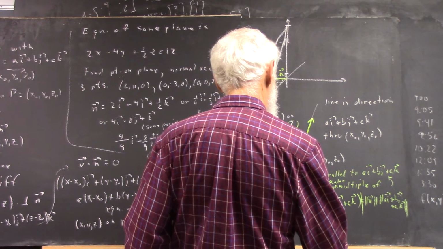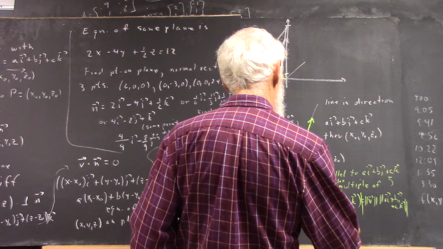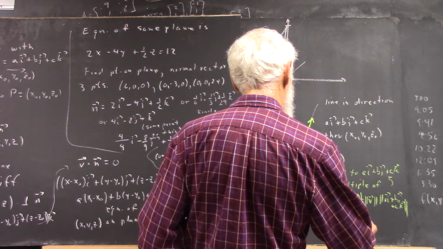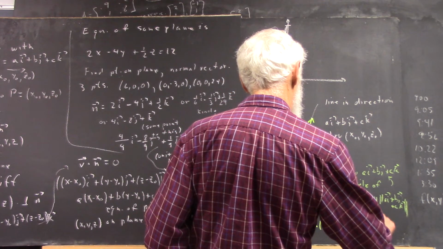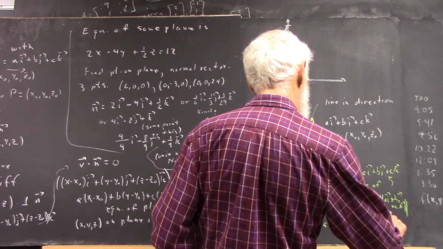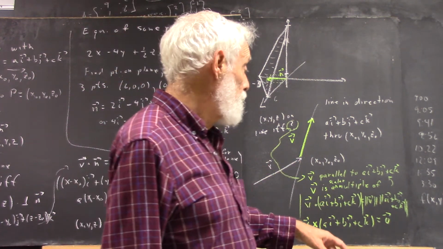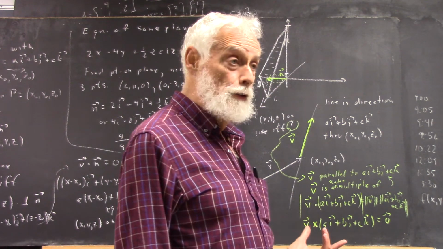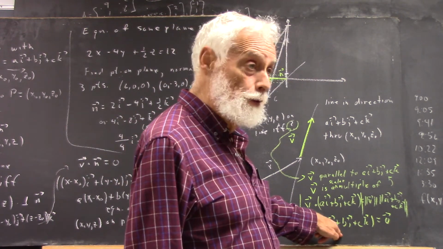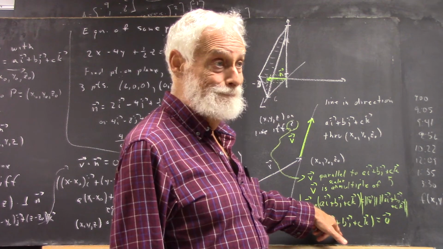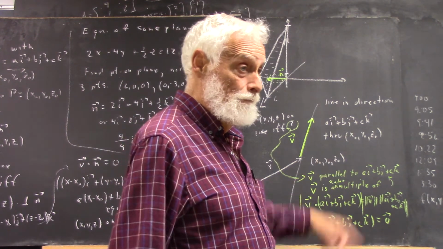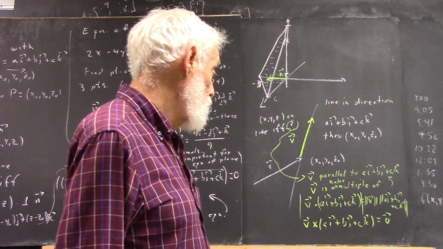Okay? And the other is that V cross AI plus BJ plus CK is the 0 vector. Because the magnitude of the cross product is the product of the magnitudes times the sine of the angle. Okay?